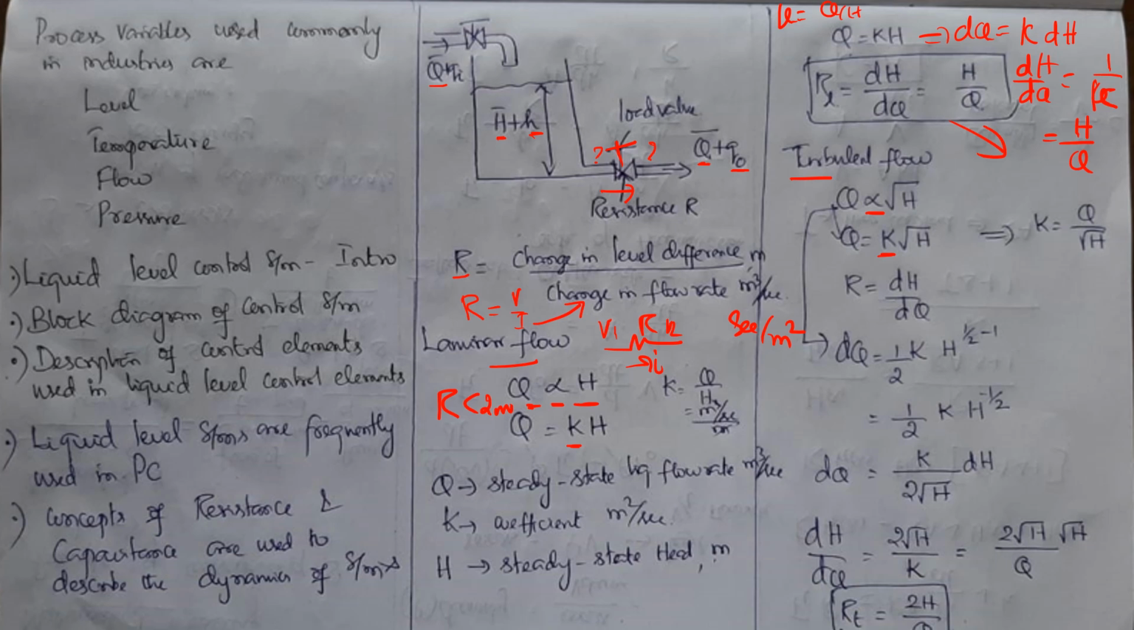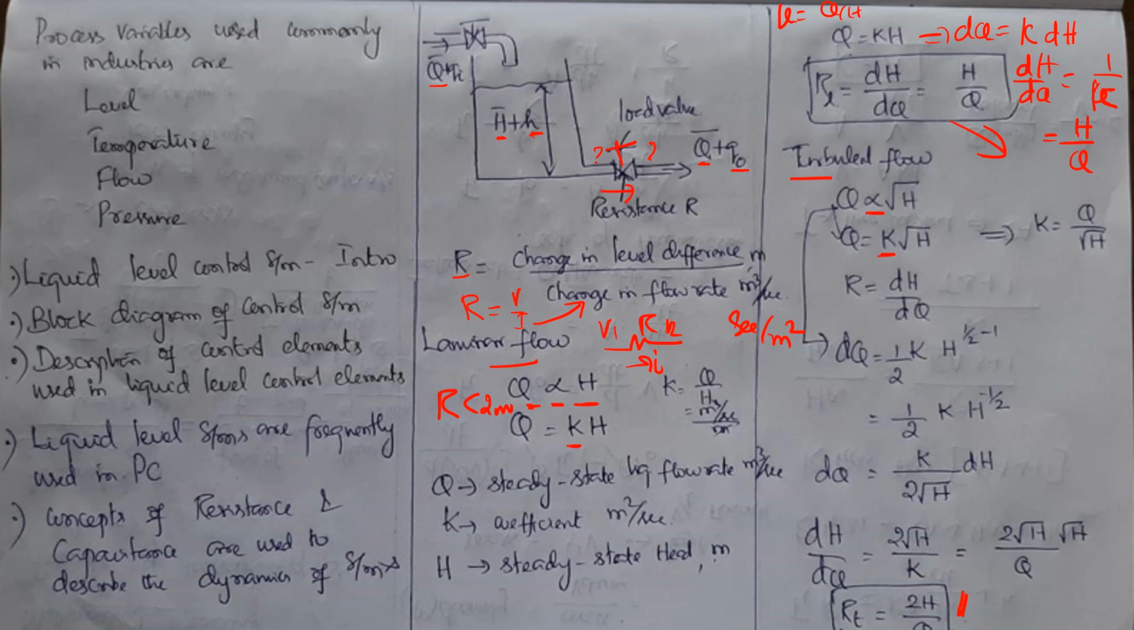So if you take the derivative of this same expression, dq equal to, this is square root, so 1 by 2 k into h power 1 by 2 minus 1, which is k into h power minus 1 by 2. So dq equal to k by 2 into root h into dh. And then we need dh by dq. So if you bring this side, then you'll have 2 root h by k. K is already q by root h. So if you substitute, you will get this.